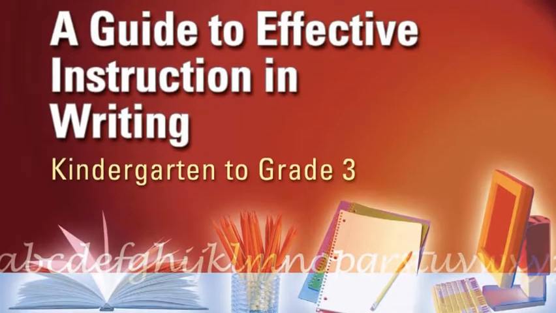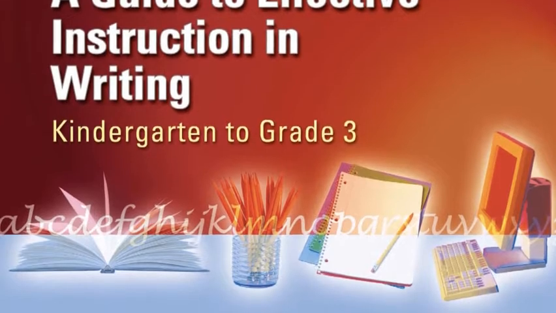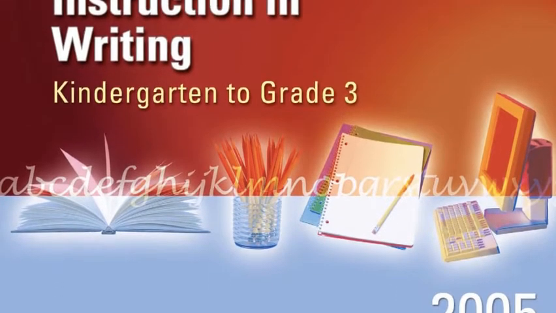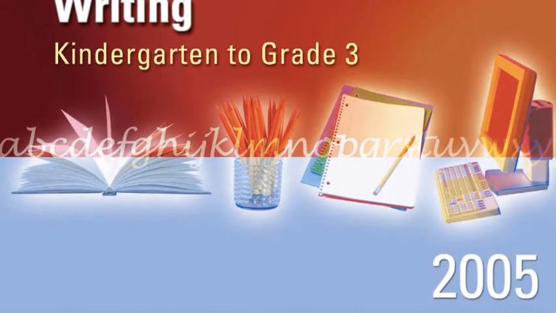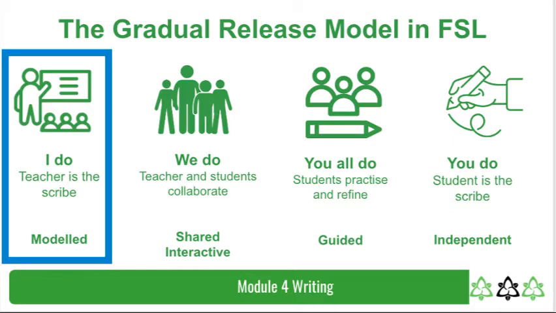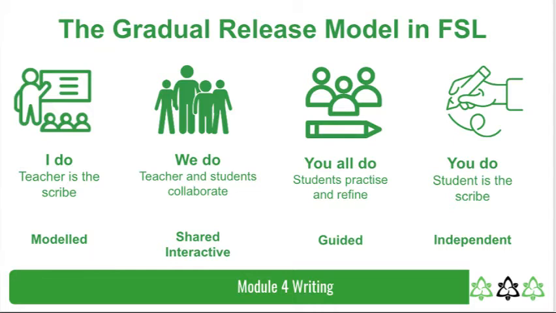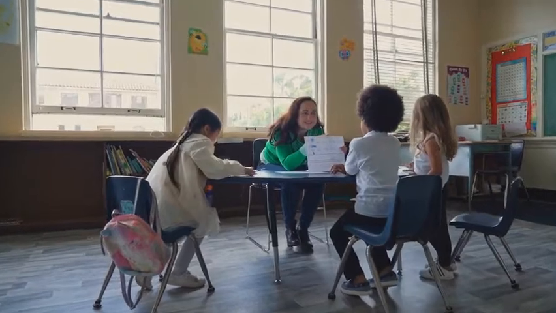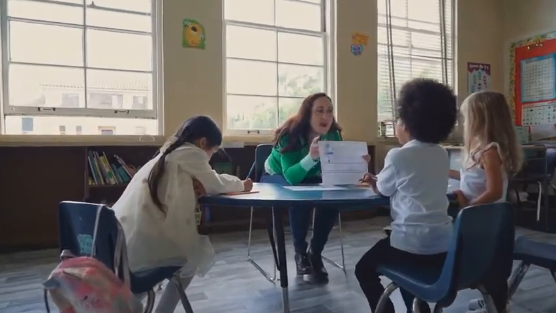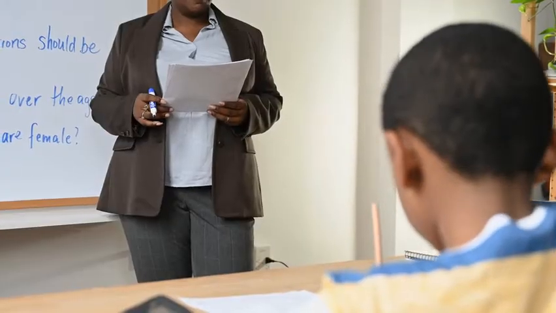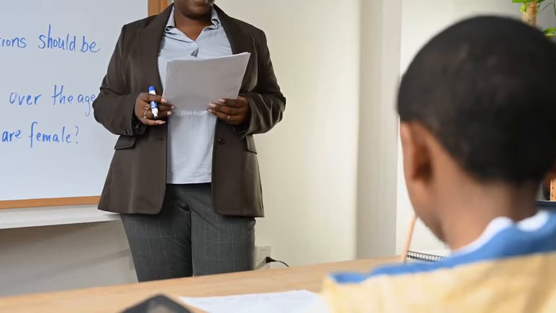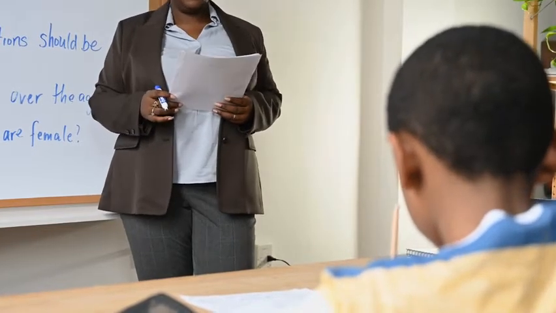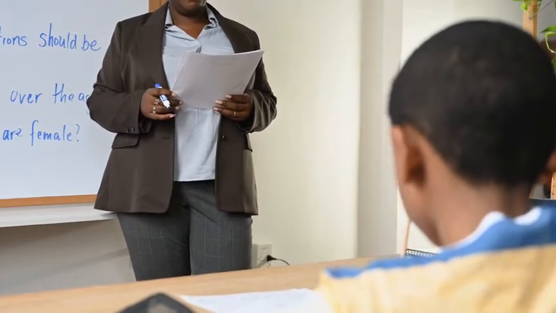According to A Guide to Effective Instruction in Writing, Kindergarten to Grade 3 from 2005, a document that was put out by the Ministry of Education, in modeled writing, the educator demonstrates a specific aspect of writing to the whole class. For example, a new writing skill, a new text form, a genre, or format. The text produced during the lesson is usually based on a situation or experience with which learners are familiar so that they can relate to the content of the writing.